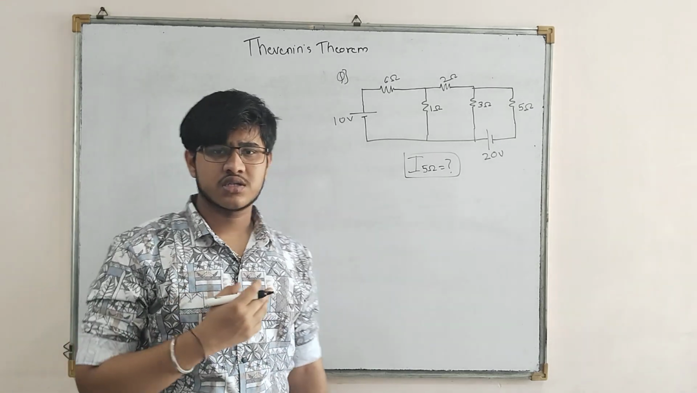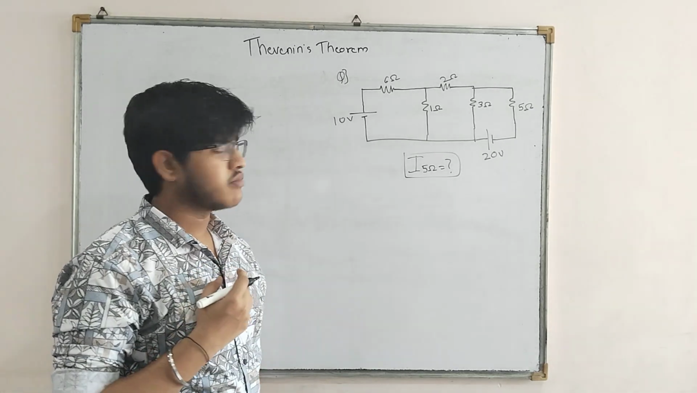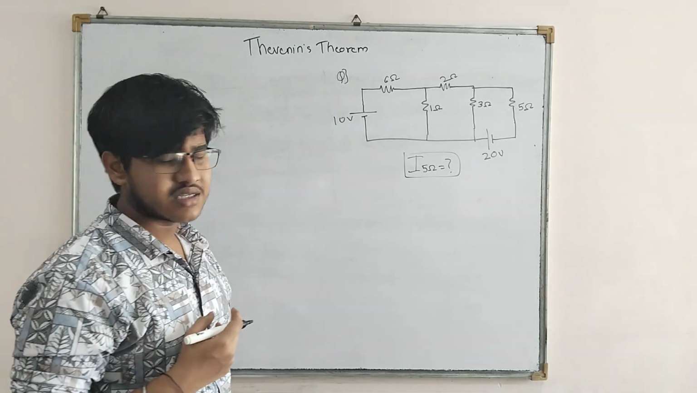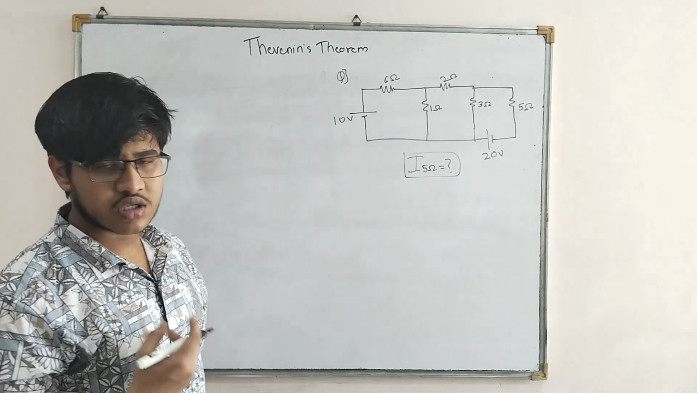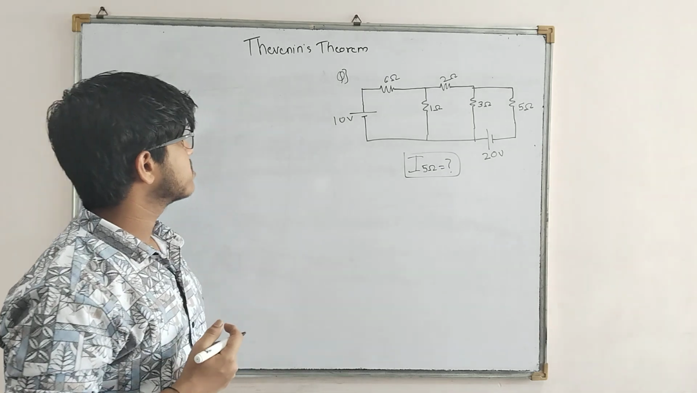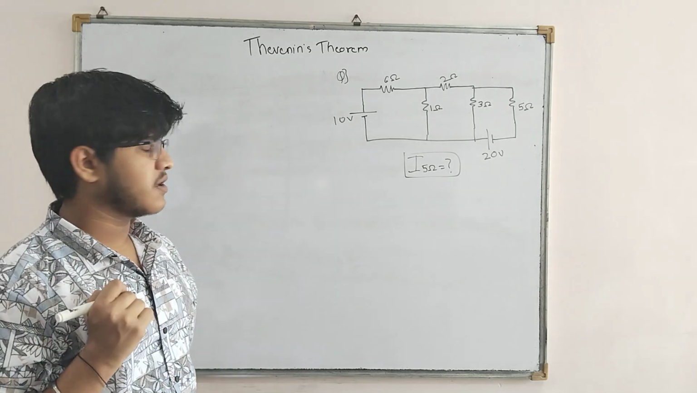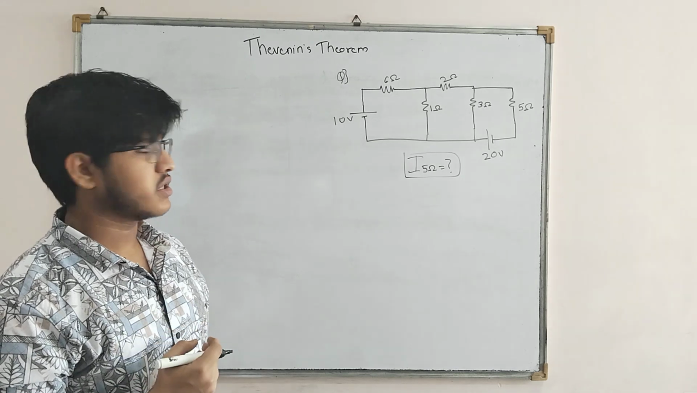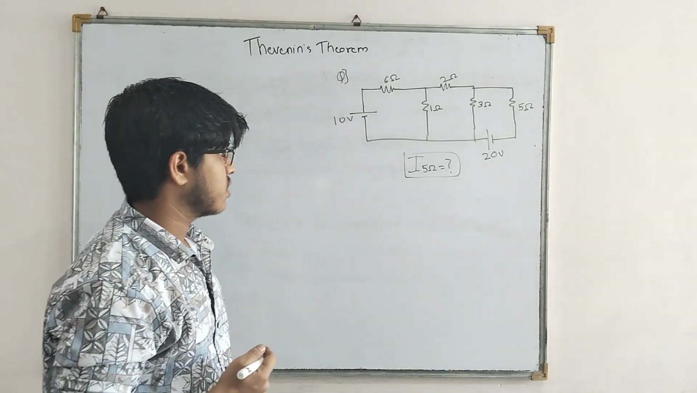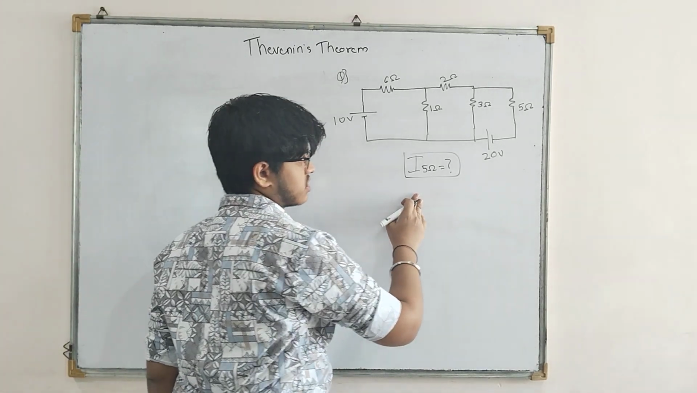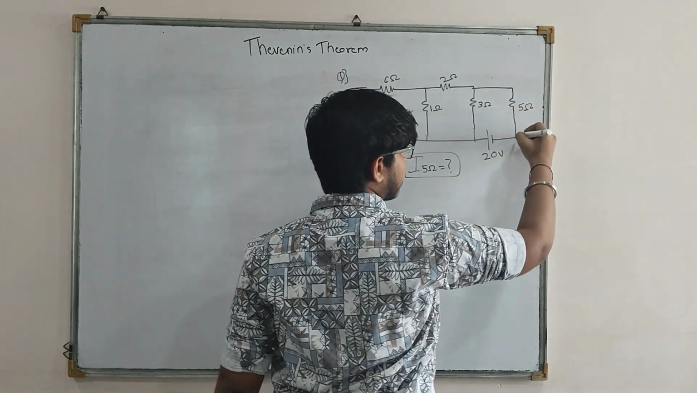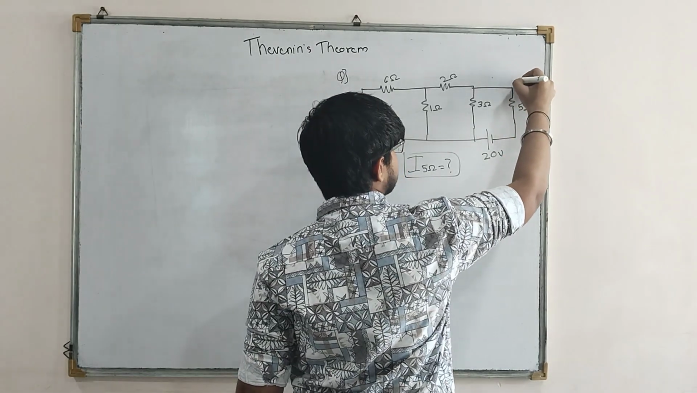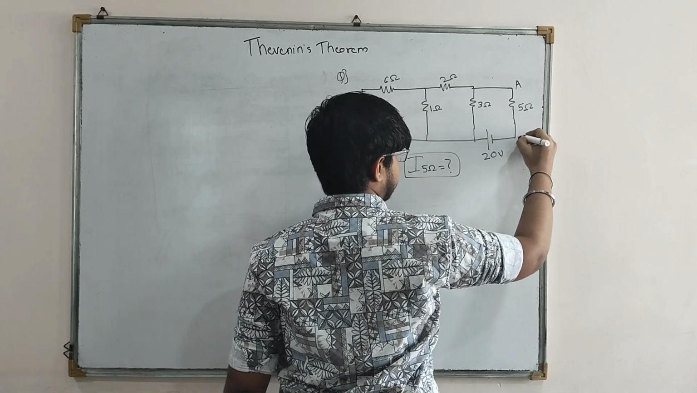We could also solve this sum using nodal analysis or mesh current analysis or superposition theorem also, but we will solve this question with Thevenin's theorem. You can check this question with all the other methods also. So now the question is through the 5 ohm resistance. So this is the branch through which we need to calculate current. Let's name that branch AB.